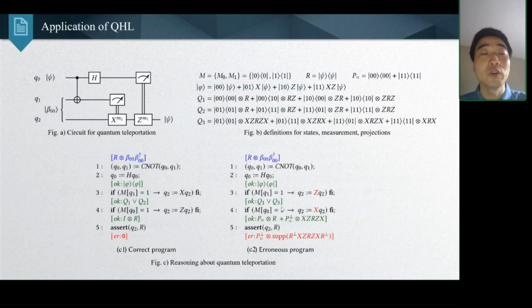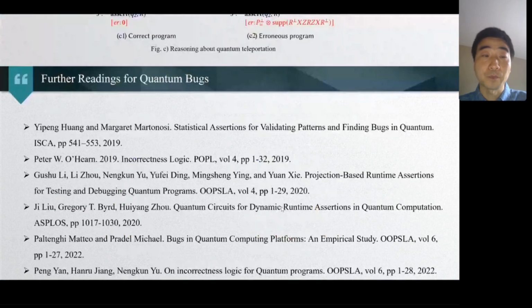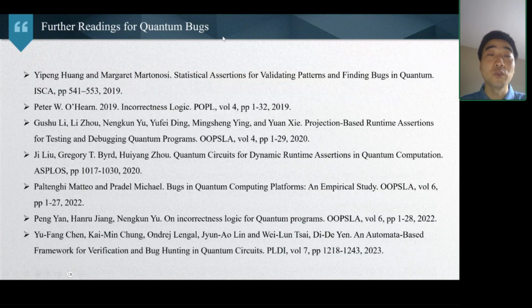And this is an application of our logic. We still do it for application. These are further readings for quantum bugs.